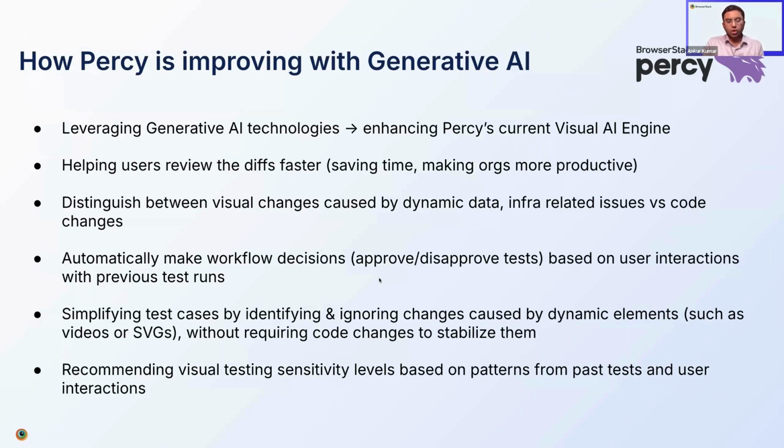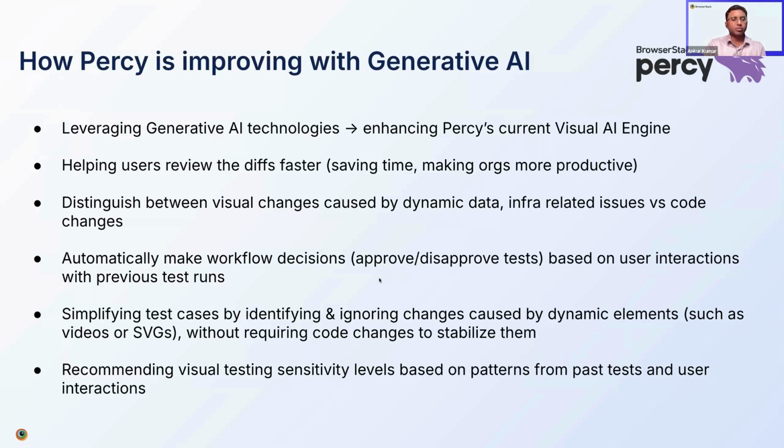And what's the outcome of doing this? The outcome is you become smarter in reviewing your diffs. You only spend time reviewing the most accurate diffs, the ones that should not go into production and should actually get solved. So you end up making your teams and your organization more productive by leveraging the capability of generative AI models.